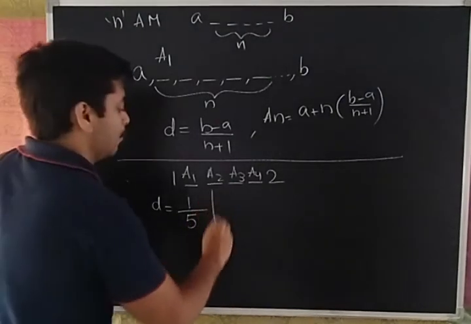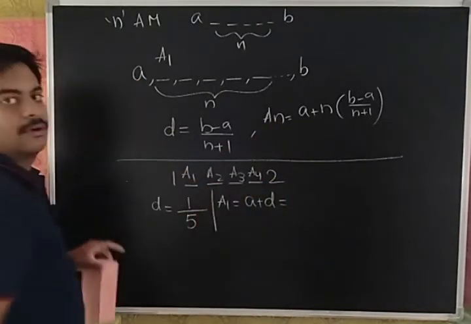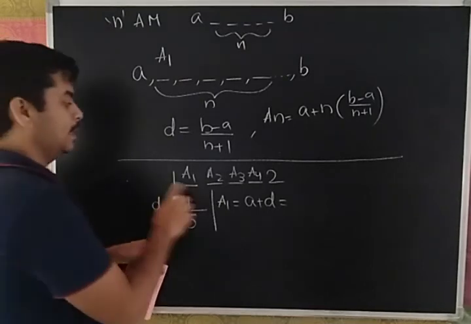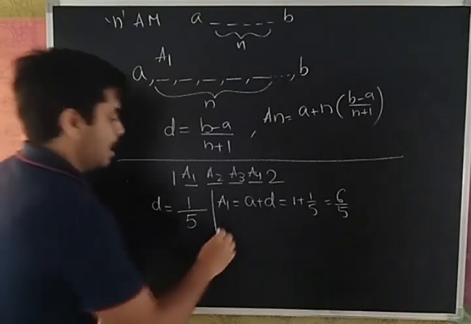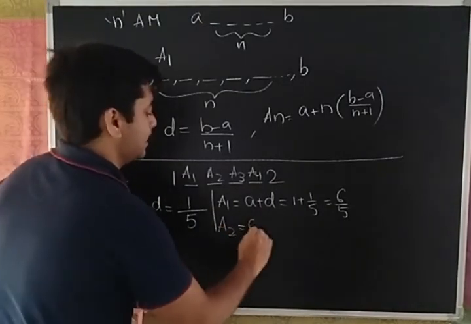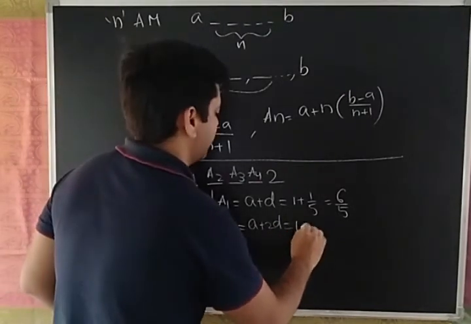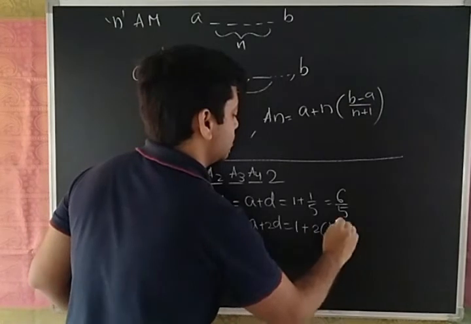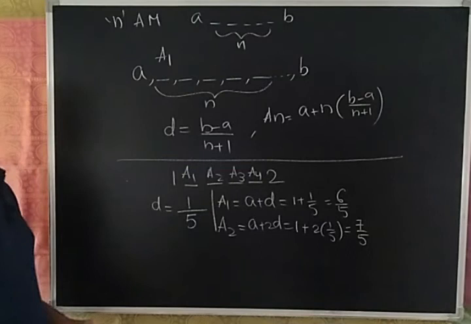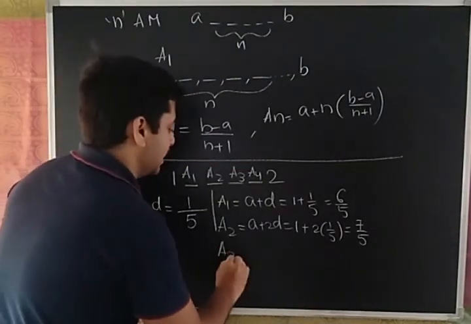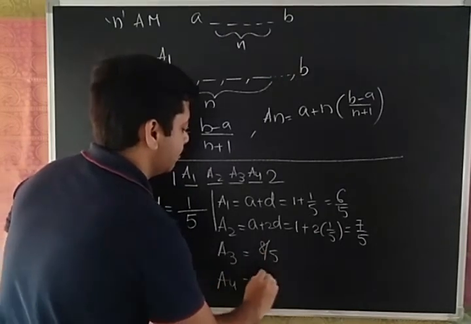So if you want A1, it is A plus D, or you can even substitute here, whatever it is. A plus D. What is A? 1 plus 1 by 5, it is 6 by 5. A2 is A plus 2D. So 1 plus 2 times 1 by 5, so it is 5 plus 2, that is 7 by 5, that is the second arithmetic mean. In the same way, if you go for A3, it will be 8 by 5 and A4 will be 9 by 5.